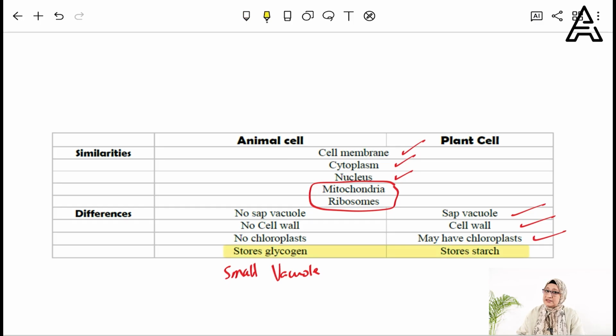One more point is the storage of food. The sugar is stored in the animal cell in the form of a molecule called glycogen. Large branched molecule اسمها glycogen. طب in the plant cell برضو large molecule بس ايه starch. يبقى the storage form of sugars في animal cell is different than the plant cell. في animal cell we call it glycogen. In the plant cell we will call it starch.